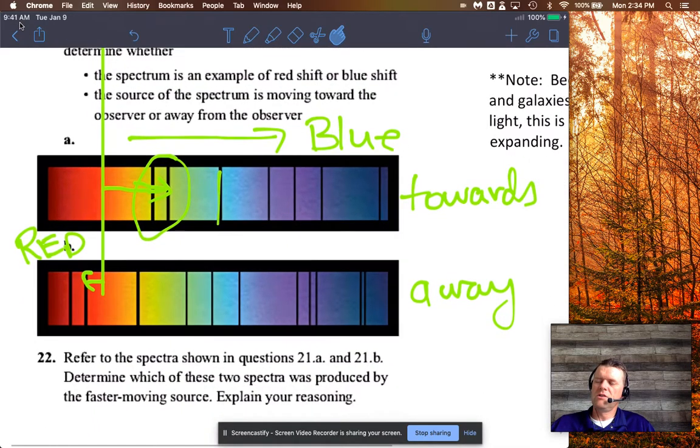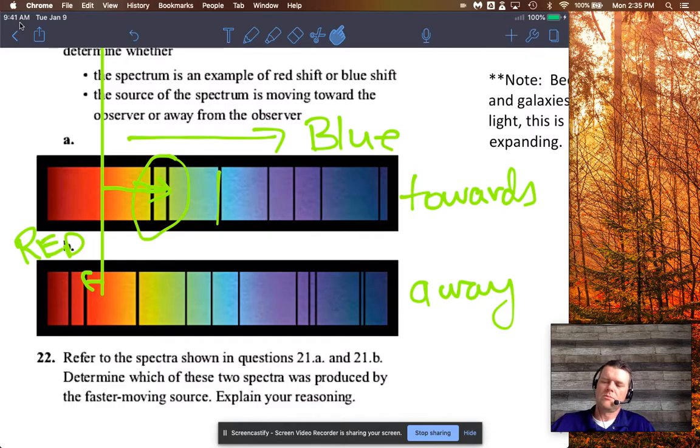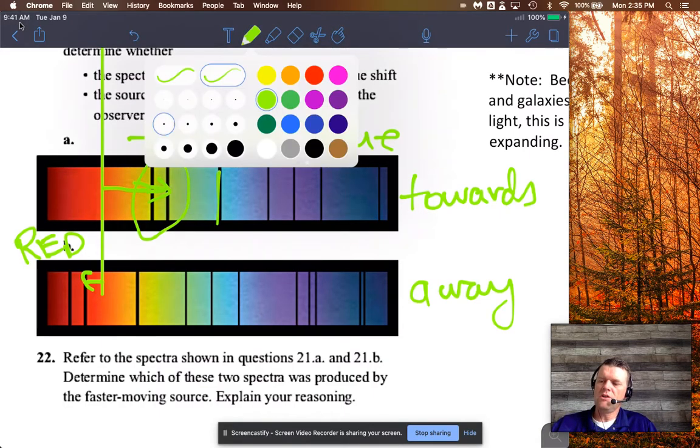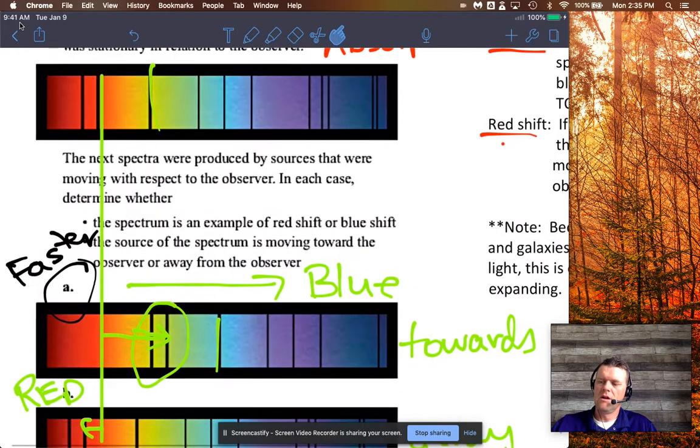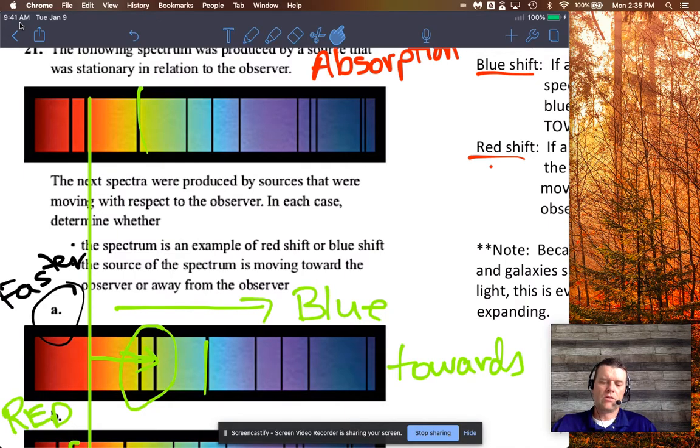And 22 is worth noting. It says, which one of these two spectra was produced by the faster moving source? So the greater the change, the greater the shift, the faster it must be moving. Okay. So based on that thought process, A is moving faster. Okay. It has definitely shifted more away from our baseline absorption spectrum that we started with. Okay, so that's what I mean by a blue shift and a red shift.